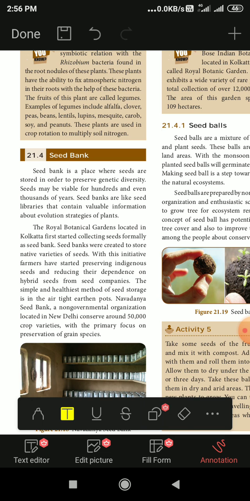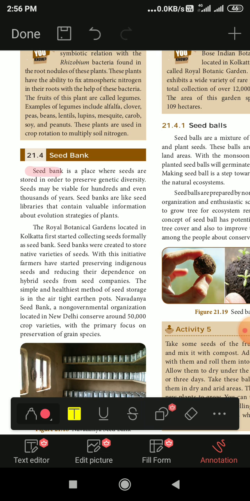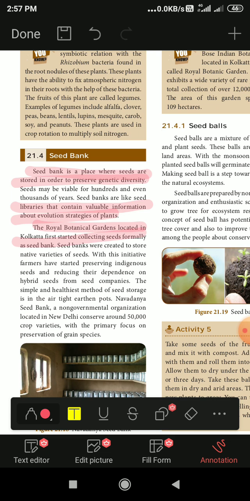So seed bank is a place where seeds are stored in order to preserve genetic diversity. So seeds may be viable. Viable means easily available for hundreds and even thousands of years. Viable, and it will be in a very good condition. Okay. Seed banks are like seed libraries that contain valuable information about the evolutionary strategies of the plants, how it has to be cultivated, what is the texture, how much water content in it, everything, the details will be there in that. The Royal Botanical Garden, located in Kolkata, first started collecting the seeds formally as a seed bank.